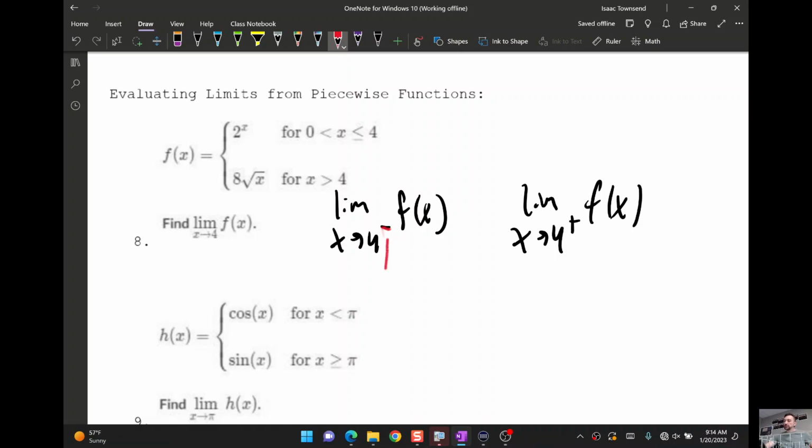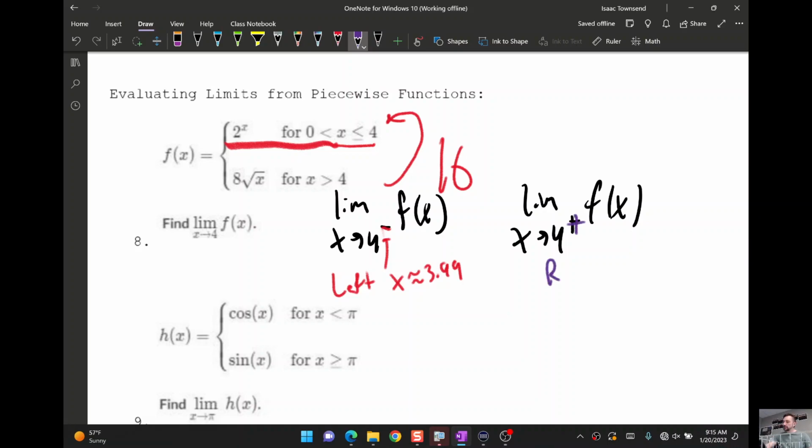But what you need to understand about from the left is that if you think graphically, a number line, x would be slightly smaller than 4. So for this one, you should plug it into the top equation because it's saying when x is less than 4. So if I plug 4 into 2 to the x, I get 2 to the 4th, which is 2 times 2 times 2 times 2, which is 16.